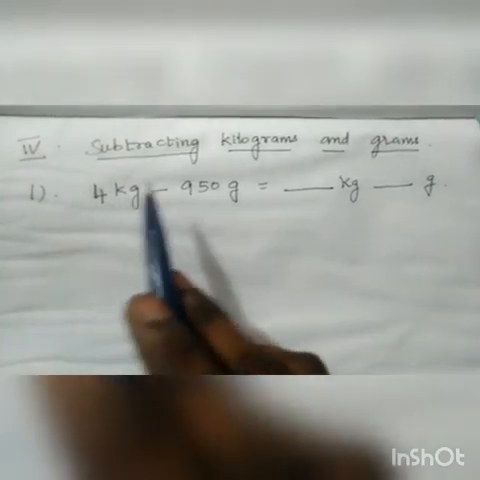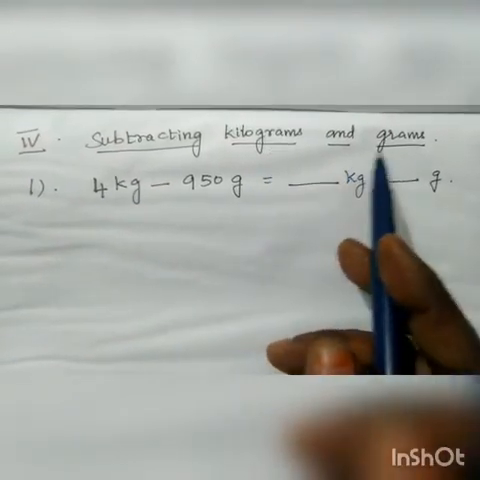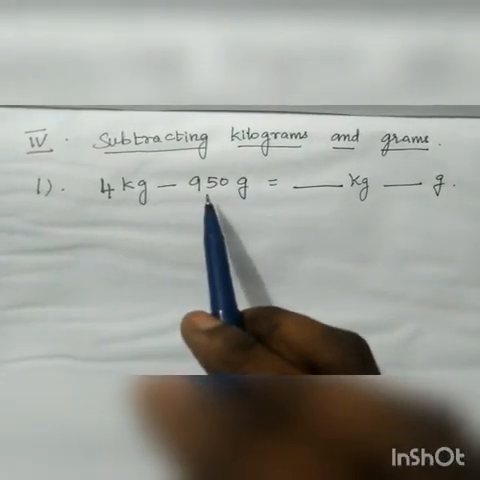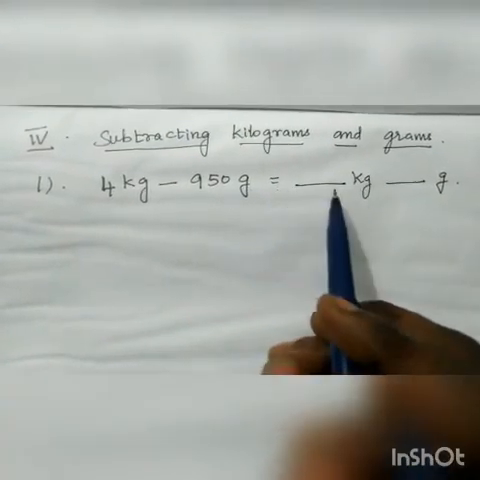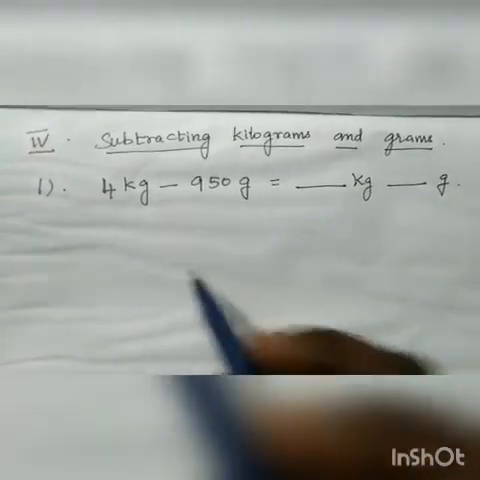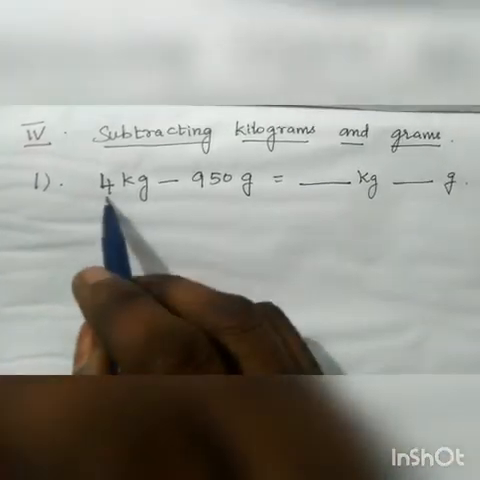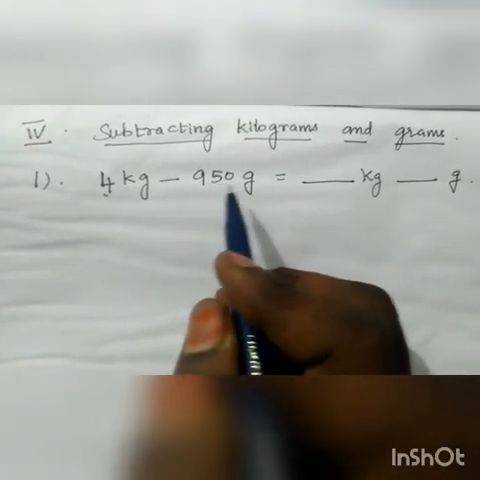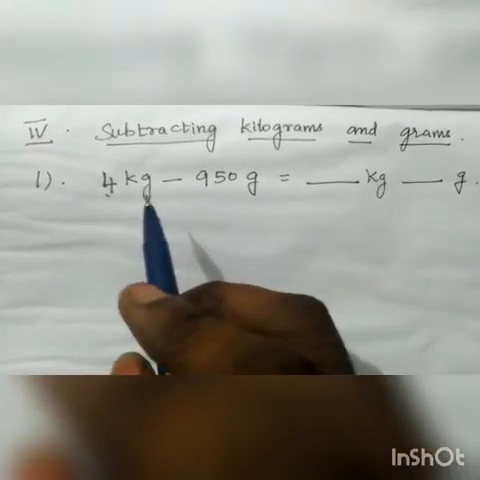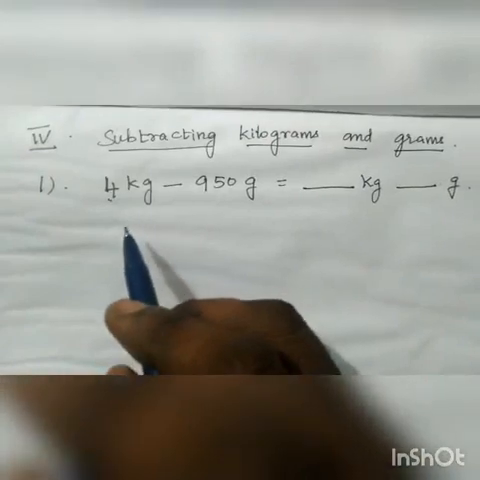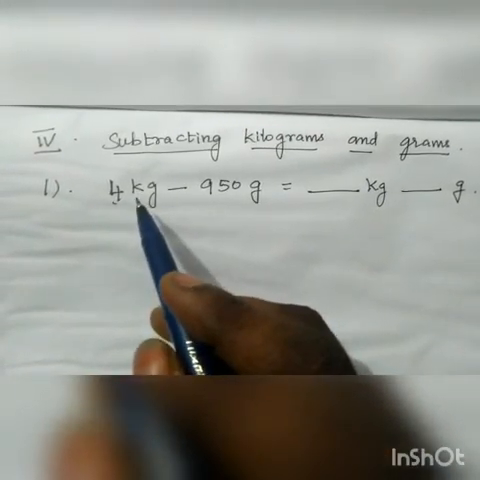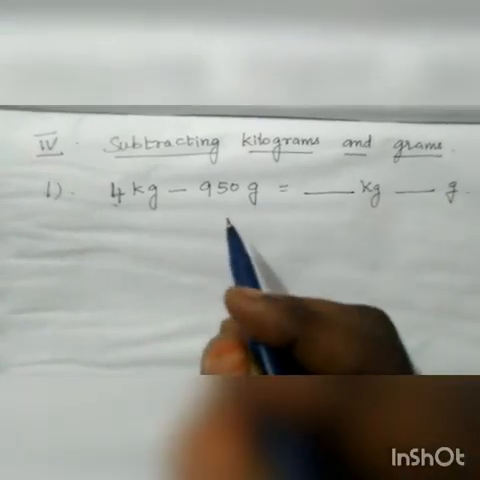Roman letter 4, subtracting kilograms and grams. First problem: 4 kg minus 950 gram is equal to dash kg and dash gram. Here, in the first term only kg is given. In the second term only gram is given. So what do we have to do? Either we can convert kilogram to gram, or we can convert gram to kilogram.